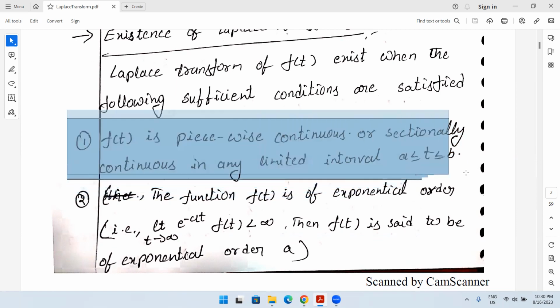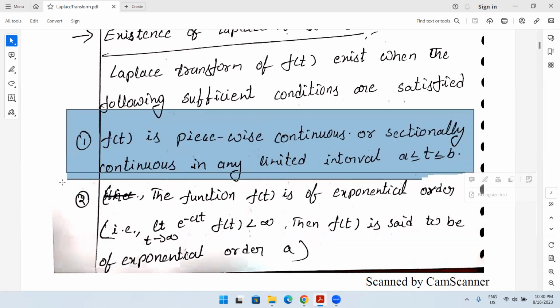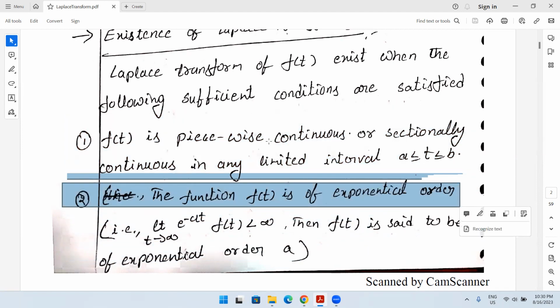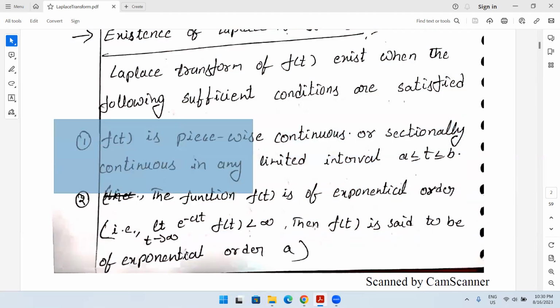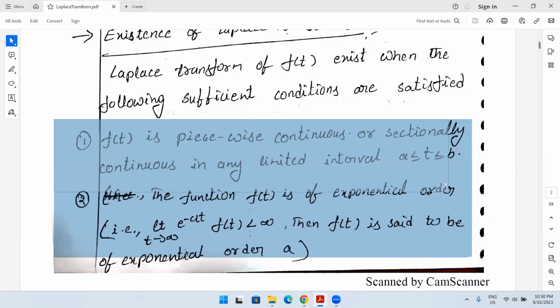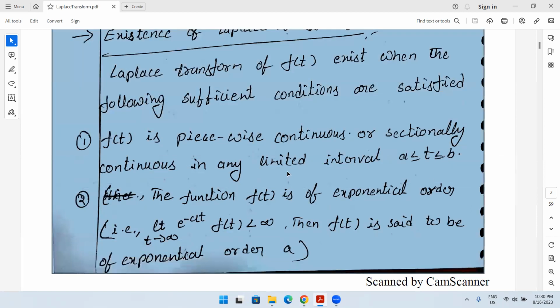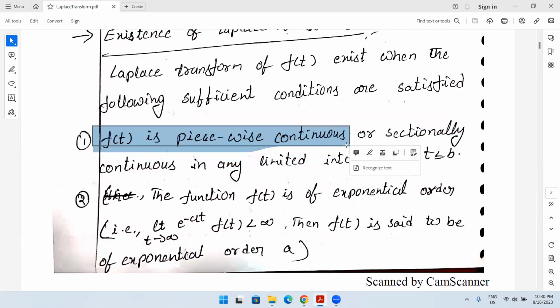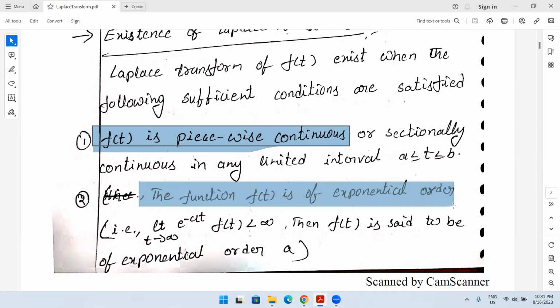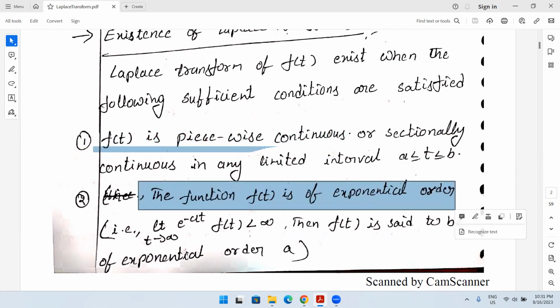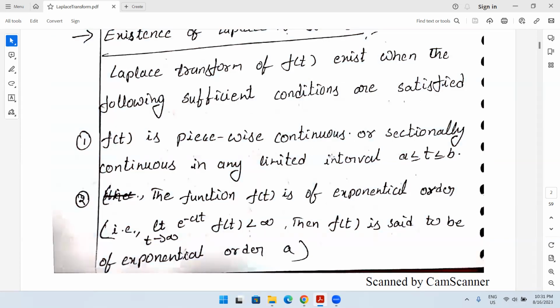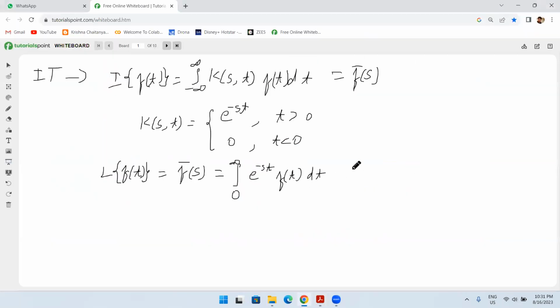The first point is that f of t is piecewise continuous. The second point is that the function f of t is of exponential order. Let us see the definition of these two. So first, remember these 2 conditions. If any function is piecewise continuous, as well as of exponential order, then only can we find the Laplace transform of f of t.